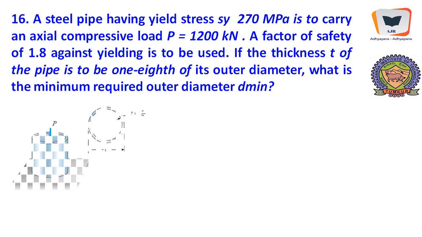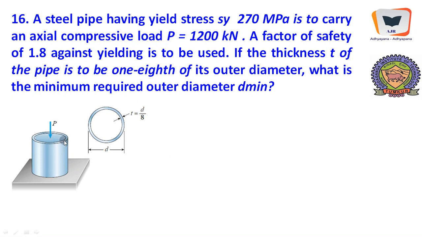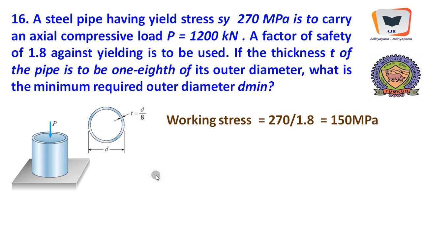So this is about a hollow cylindrical component and a load is applied, and this is the cross-sectional configuration of this particular component. And anyway, we know any component, as a matter of fact, will not be designed for the yield stress. Therefore, we make use of the factor of safety to find out the allowable stress, working stress, or permissible stress, whatever we can say.